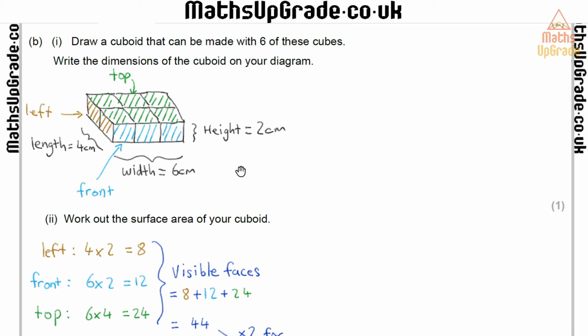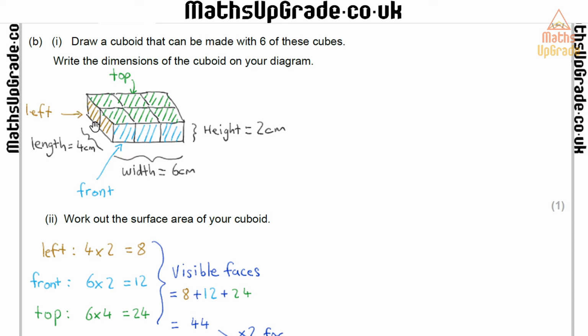Now I need to work out the surface area of my cuboid. The surface area is essentially the area of all the surfaces, all the faces, okay? So the visible faces are the ones which we can actually see on this diagram, and there'll obviously be invisible faces which we cannot see. So the left-hand face here is going to be 4 centimeters by 2 centimeters. It's essentially just a rectangle.